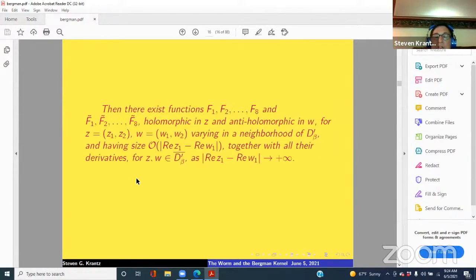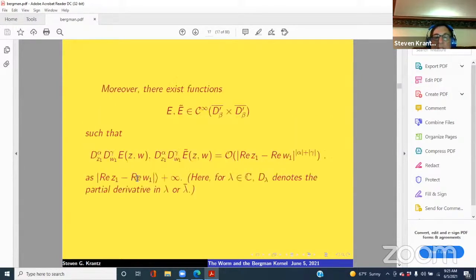And now we have functions f1 through f8 and f1 tilde through f8 tilde, holomorphic at z and antiholomorphic at w, varying in the neighborhood of D beta prime. That's one of the alternative worms that I defined a few moments ago, and having a certain size condition on the functions and all their derivatives. And we have more functions e and e tilde, so that the derivatives of e and e tilde have a natural sort of bound.